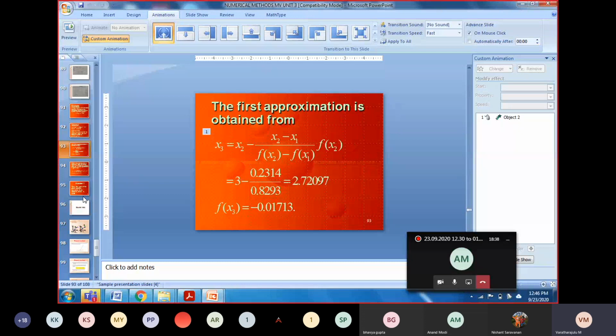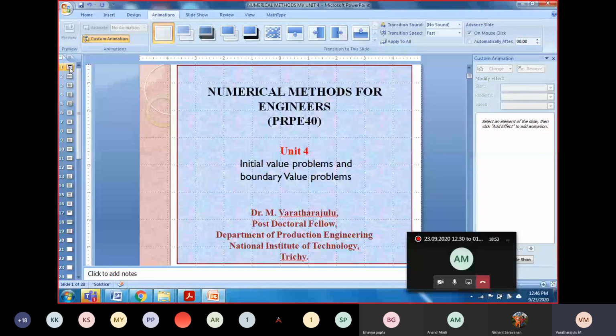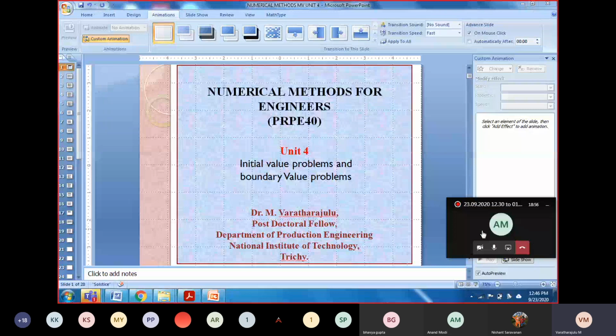Okay, now we'll start initial value problems and boundary value problems, that is our unit 4. So far we have completed 1.5 units. We have completed unit 2, and half of the portions in unit 3. Now we will concern ourselves with unit 4, which describes the solution of initial value problems and boundary value problems.